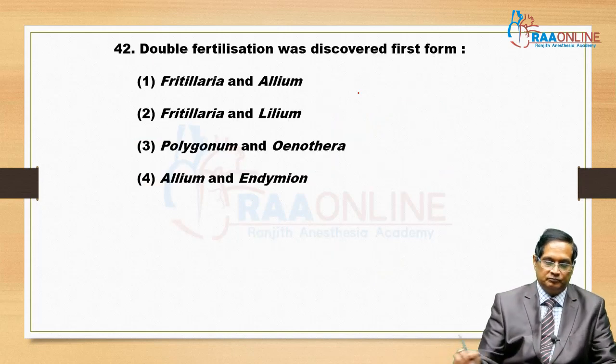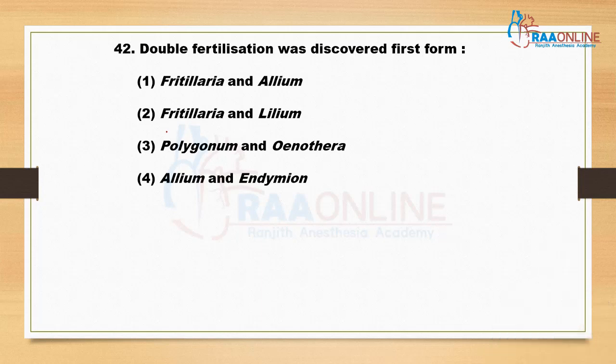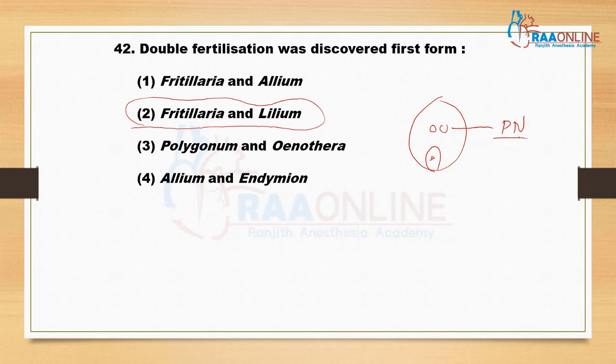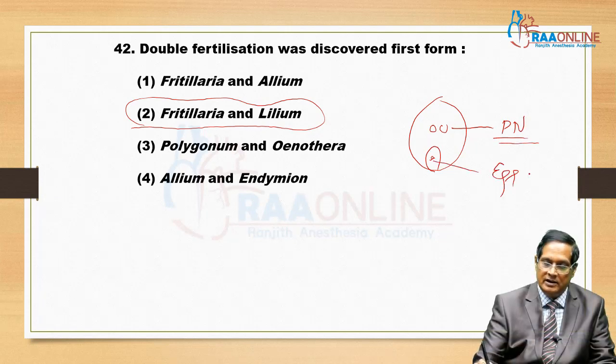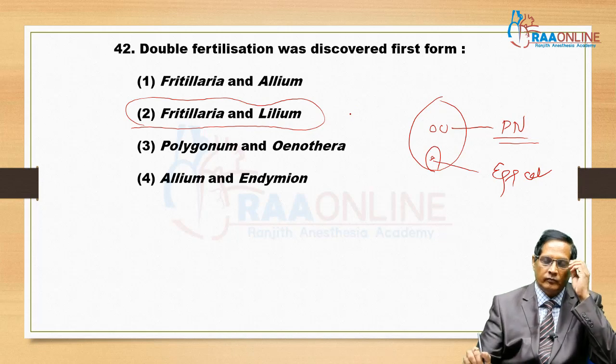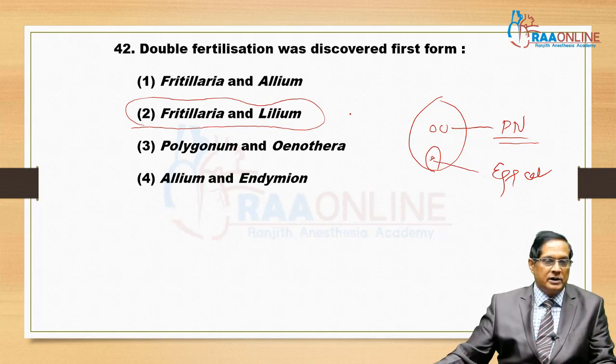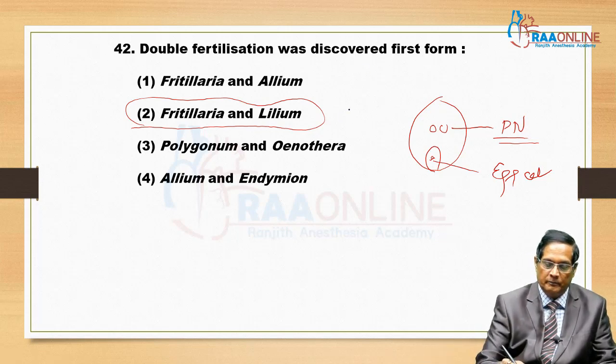Double fertilization. This process was first observed in Fritillaria and Lilium. What is double fertilization? This is the embryo sac, this one is the egg cell, and these two are the polar nuclei. Other cells are not required. The pollen tube contains 2 male gametes: this is male gamete number 1, and this is male gamete number 2.